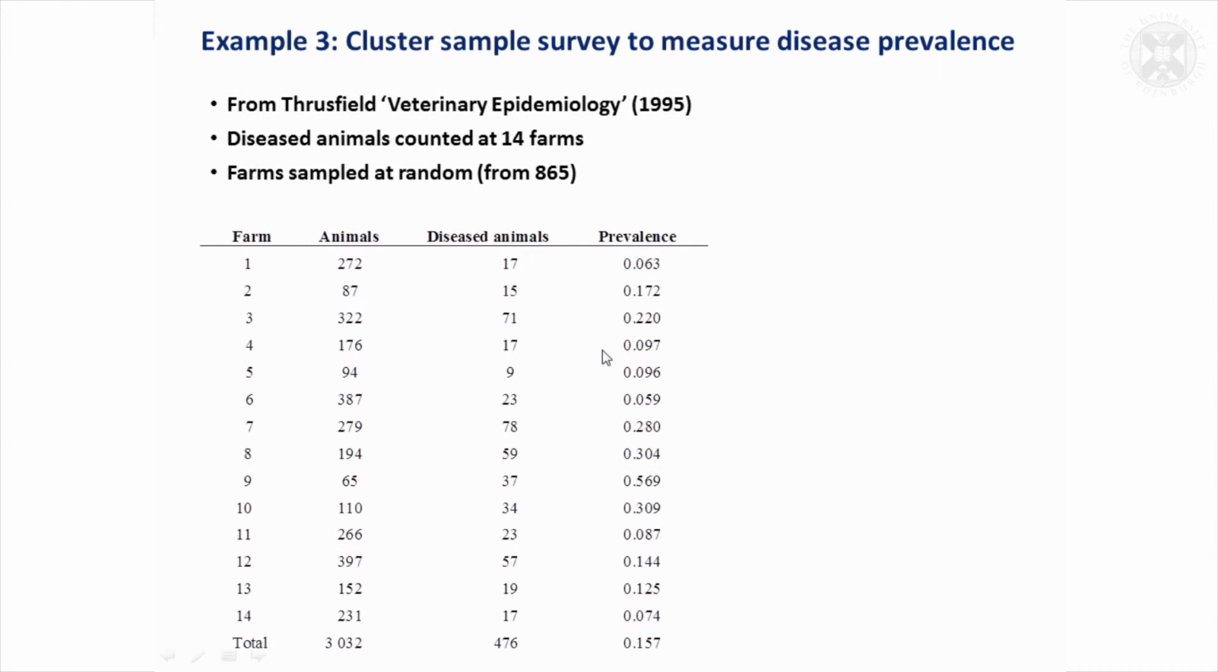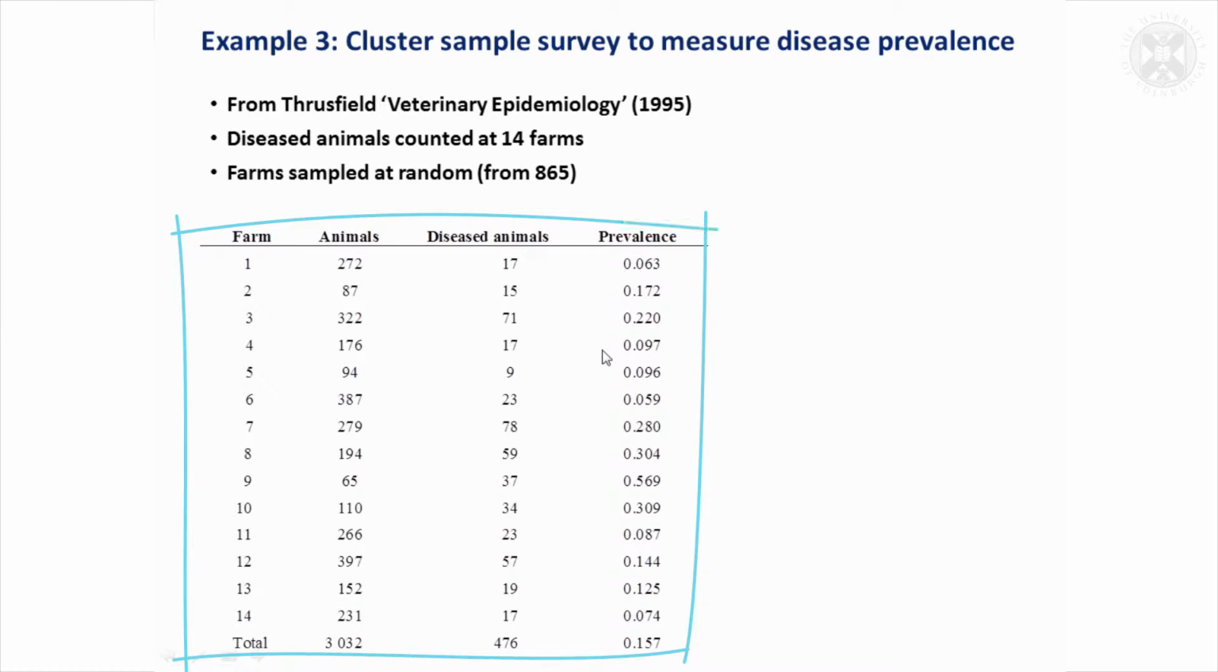So this next example is non-normal data. It's from a study which one of the vets in the vet school, Mike Thrusfield, carried out many years ago, and he's put it in his textbook on veterinary epidemiology. In this study, I think it was a cluster sample survey that took place in a region in Africa, and they wanted to measure what the prevalence of a particular disease was.